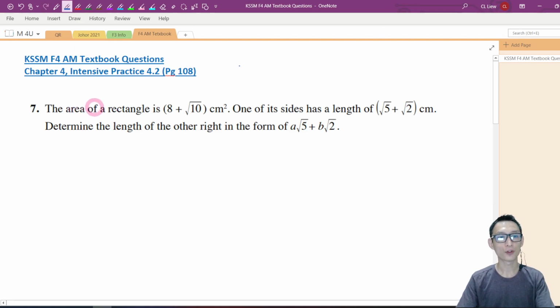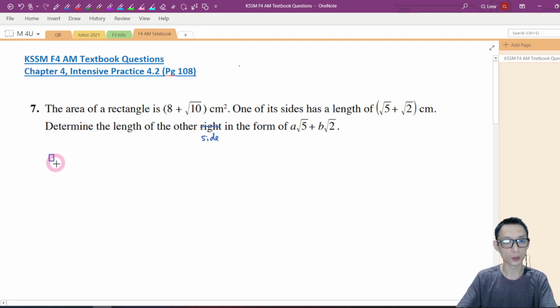The area of a rectangle is 8 plus square root of 10 square centimeters. One of its sides has a length of square root of 5 plus square root of 2 centimeters. Determine the length of the other side. I think this should be in the form of this. Okay, let me sketch a diagram for you first. Now I have a rectangle over here.